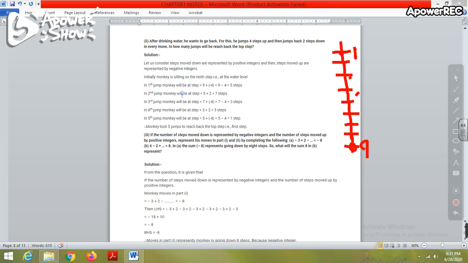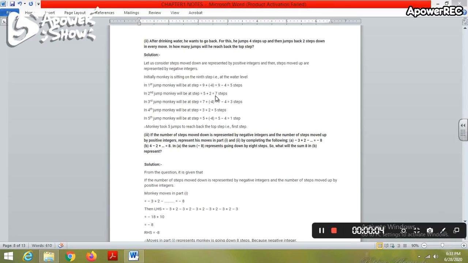So after the first jump, the monkey is going 4 steps upward. Since he is moving 4 steps upward, we are subtracting those 4 steps. So 9 minus 4 equals 5. After the first jump, he is at the 5th step. Now he is jumping back 2 steps down. So now he is moving downward, and downward movement will be added up. So now we are going to add those 2 steps. So 5 plus 2 equals 7. After the second jump, he is at the 7th step.